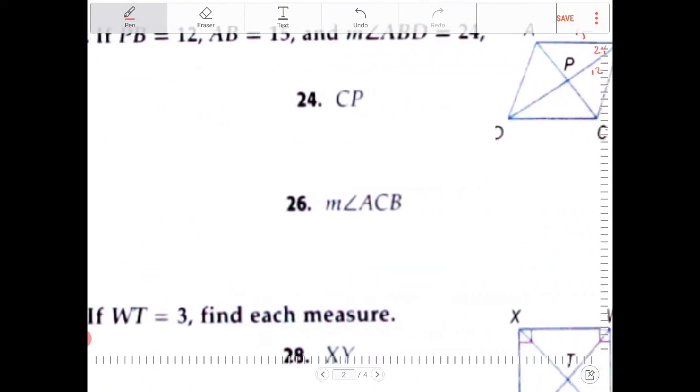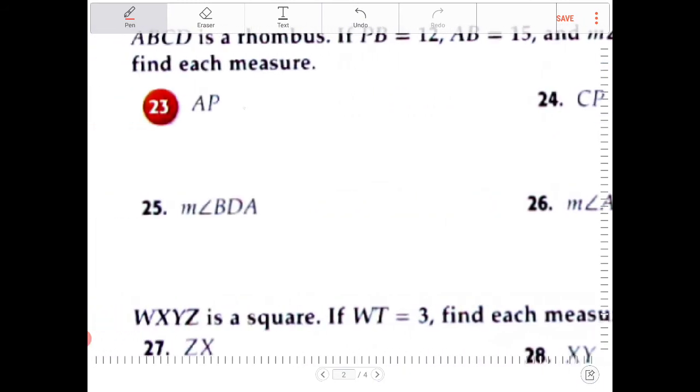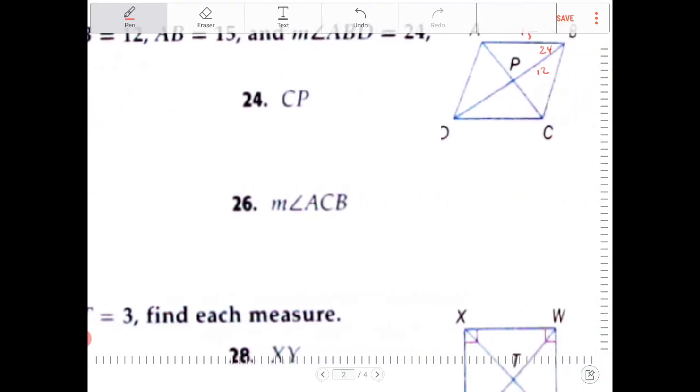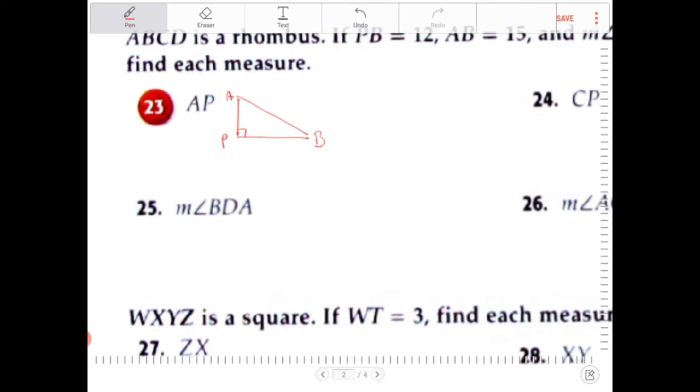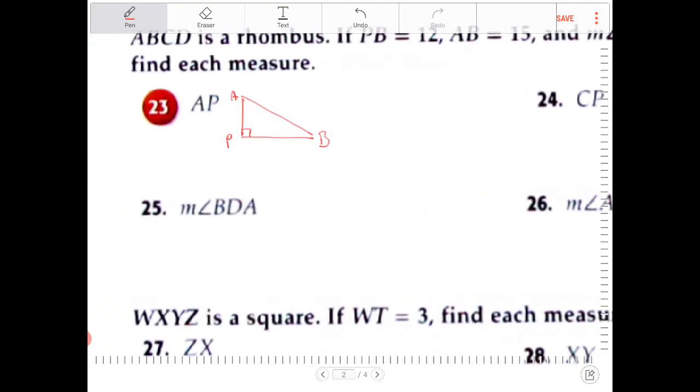Okay, so AP. To find out what AP is, I'm dealing with a right triangle here. AB is equal to 15, and this is 12. To find AP, all I have to do is apply the Pythagorean Theorem. I'm going to call this side x. So x squared plus 12 squared is equal to 15 squared. If you don't recognize this as a 3, 4, 5 triangle, well, it is a 3, 4, 5 triangle, but I'll go through solving this.